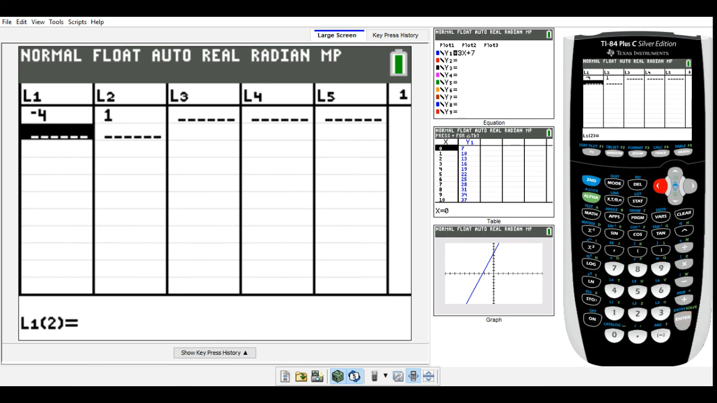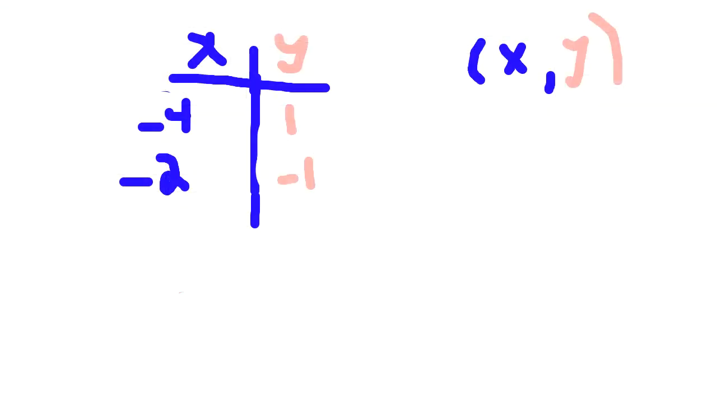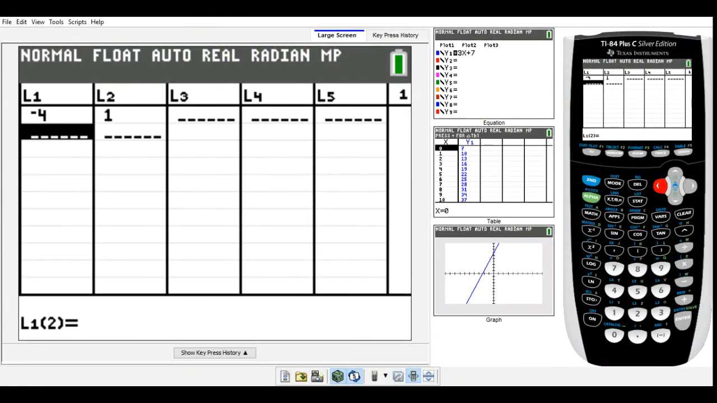Okay, and then our other coordinates were -2, -1. Let me make sure. Yeah, -2, -1. Alright, -2, enter, -1. Okay, so there's that way.